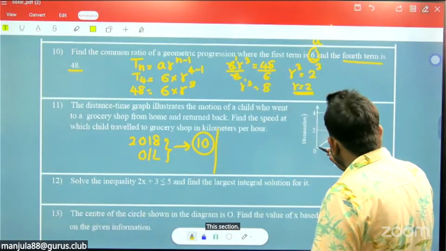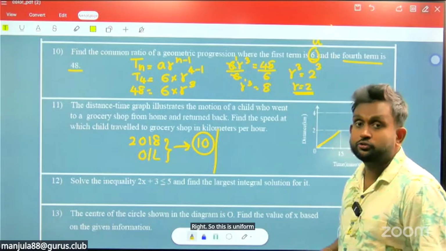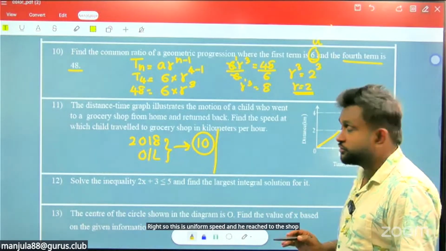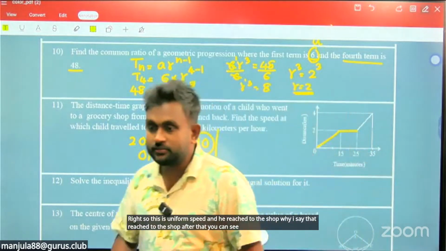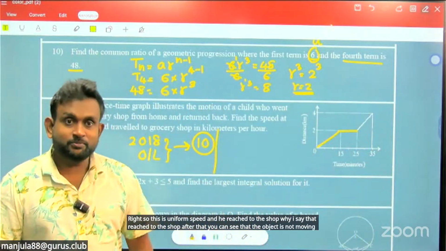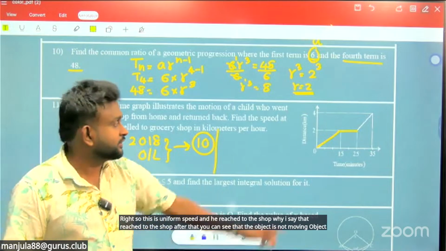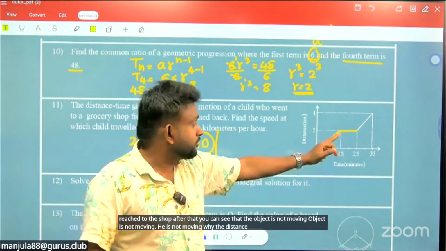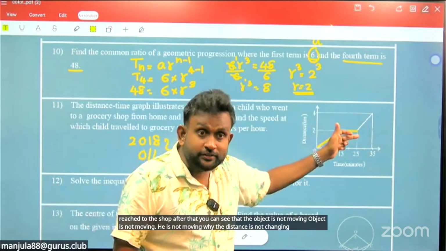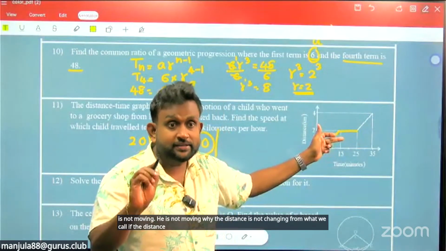Right. So this is uniform speed and he reached the shop. Why do I say that he reached the shop? After that, you can see that the object is not moving. He is not moving. Why is the distance not changing? If the distance is not changing, we call that at rest.